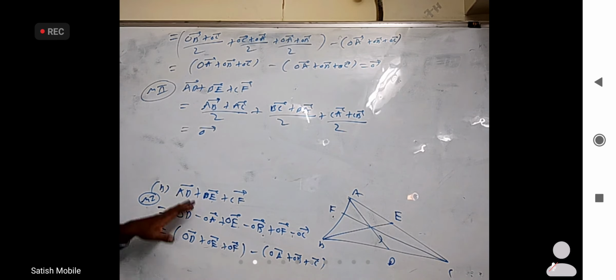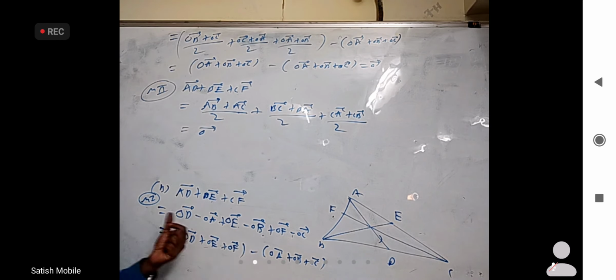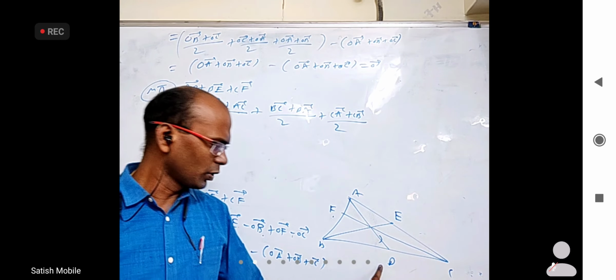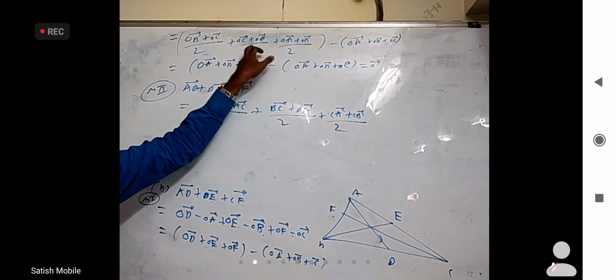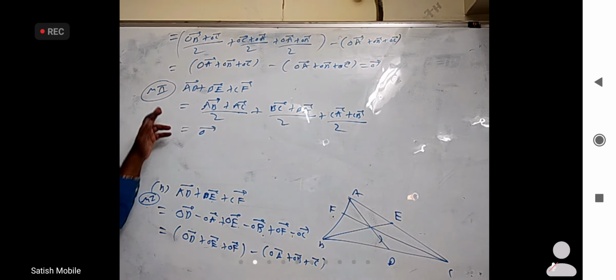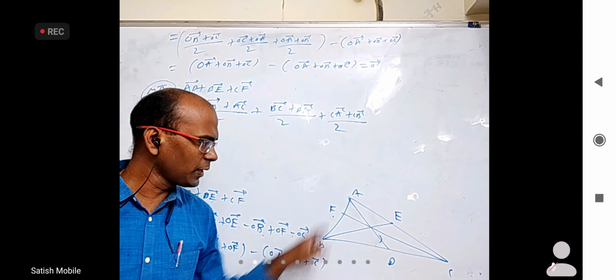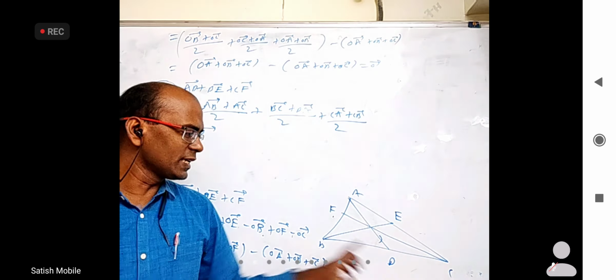The first method is just to open up everything. AD bar is OD minus OA, BE is OE minus OB, CF is OF minus OC. Use the midpoint formula for OD, OE, OF. This is the midpoint of B and C, so OD bar is OB plus OC by 2, like that. Here OB 2 times, OA 2 times, OC 2 times, and the second part is the same, so they cancel out. Coming to method 2, can I write AD bar as AB plus AC by 2? Midpoint formula, like OD is OB plus OC by 2.